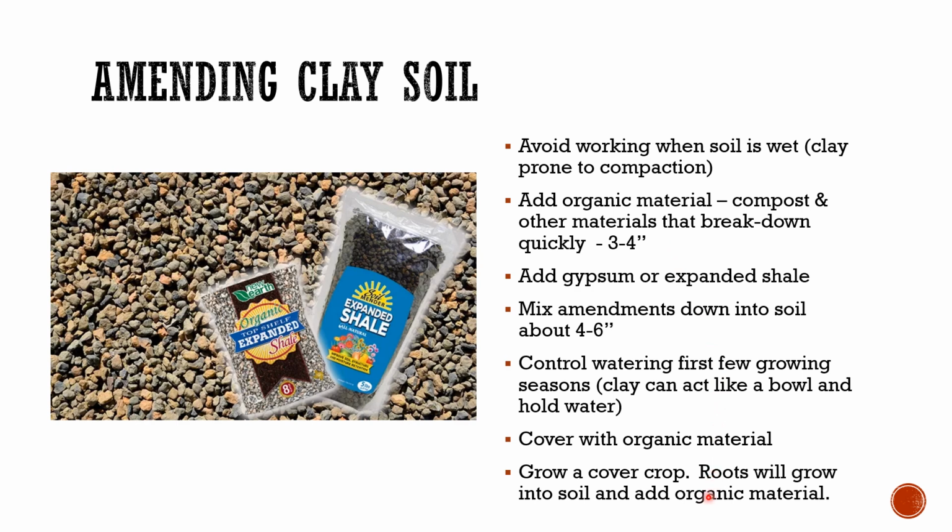And growing a cover crop. Back to that again, what my grandmother knew about those black-eyed peas. The roots will go down into the soil and add the organic material down in there. Growing a cover crop during the colder seasons, the clover, the hairy vetch, the borage, the peas, that'll help improve that soil.